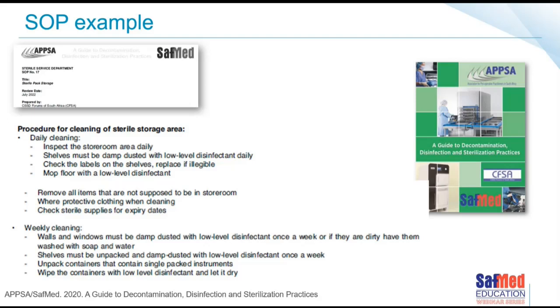I haven't gone through all of the aspects of this particular SOP. I've just focused on a few important points. There should be a procedure in the sterile area for daily cleaning. So daily cleaning should include inspecting the storeroom area daily, shelves to be damp dusted, check the labels on the shelves, make sure they're legible, and if they've fallen off, please replace them. And of course, there should be labels to begin with.